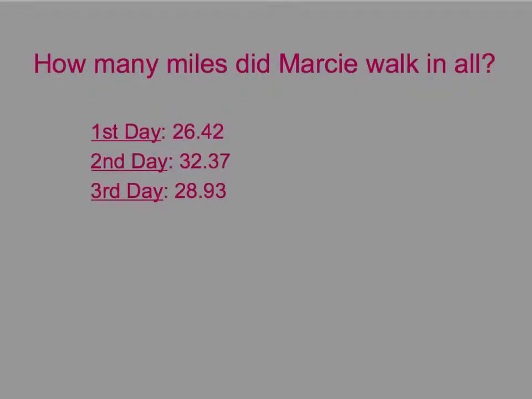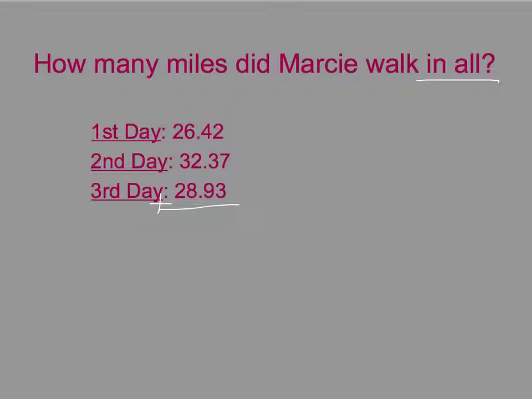Before we can answer the question of how much did Gail give total, we need to figure out how far she walked, how many miles Marcy walked, because Gail is giving Marcy $1.50, but that's per mile. It's not for the whole walk. It's just per mile. So we need to figure out how many total miles Marcy walked. When I say total miles, and when you see the words in all, you know that this is going to be an addition problem. So let's go ahead and add these three numbers to figure out the total distance that Marcy walked.